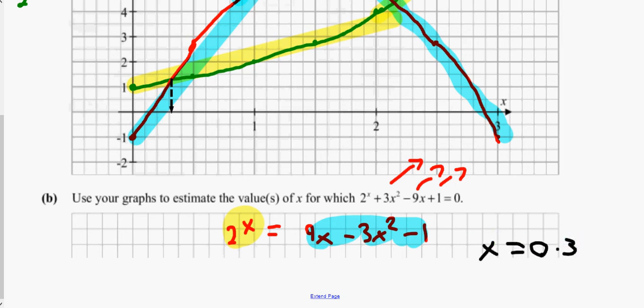The other value is down here. That's where both graphs hit each other. What do you reckon? 2.25 or something like that? Close to 2.3, but not quite. So 2.25. That'll do me.